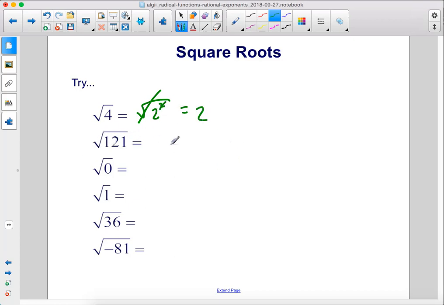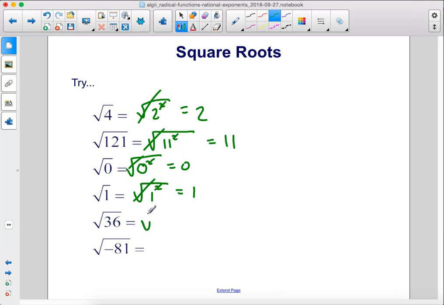The square root of 121 can be rewritten as the square root of 11 squared. The square root and the square cancel, leaving us with 11. The square root of 0 is just 0, because we have the square root of 0 squared. Those cancel, leaving us with 0. The square root of 1 can be rewritten as the square root of 1 squared. This cancels with that, leaving us with 1.